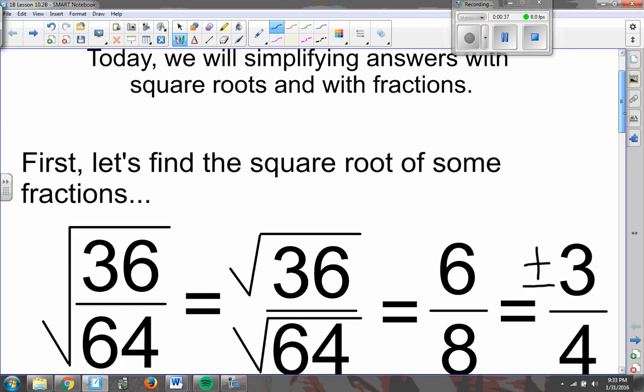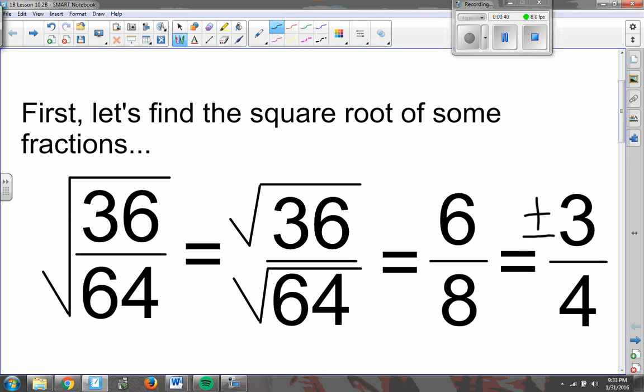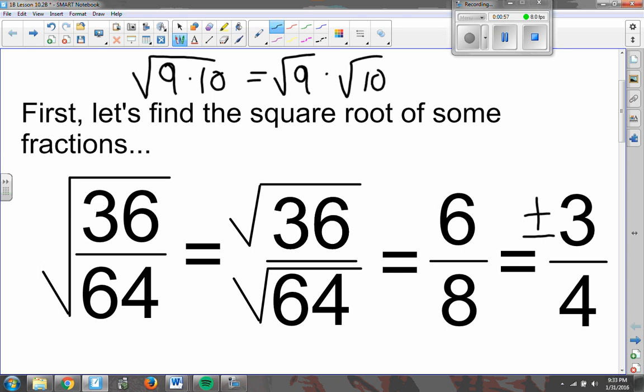Square rooting the fraction isn't really that difficult, because just like in multiplying, remember that if I have, say, the square root of 9 times 10, I can split that square root and say the square root of 9 times the square root of 10. It's exactly the same with dividing or with a fraction bar. If I have, in this case, the square root of 36 over 64, well, I can split the square root and put it on the top and on the bottom of that fraction.